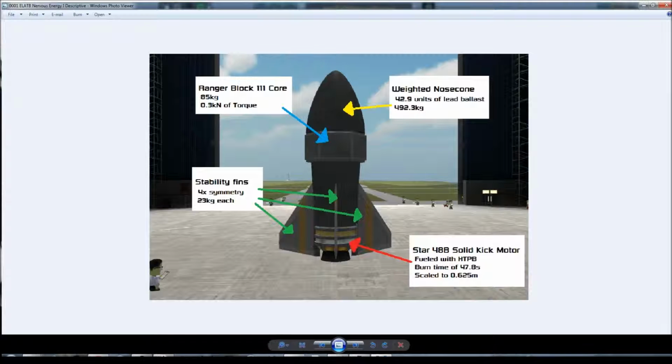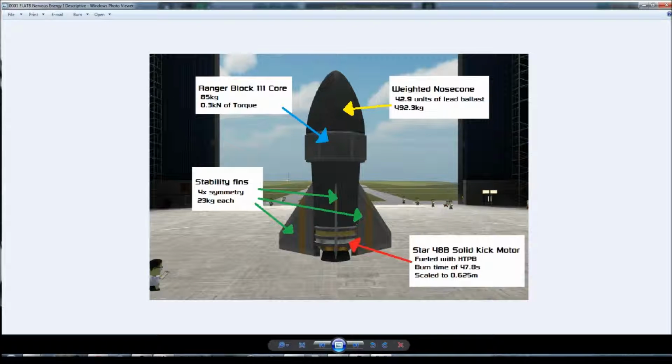Power in this rocket comes from the Star 48B solid kick motor. It's got a burn time of 47.8 seconds. I've scaled it down to 0.625 meters, and with the mass of this craft, it's going to give a thrust to weight ratio of 1.1. Quite low, but entirely adequate for takeoff. We've got 4 stability fins to put a bit of drag on the rear of the craft. These don't move, so they're not going to have any control. They're just there for the aerodynamic stability.